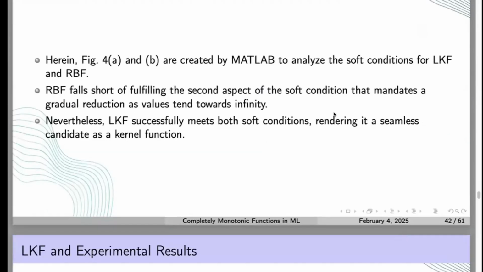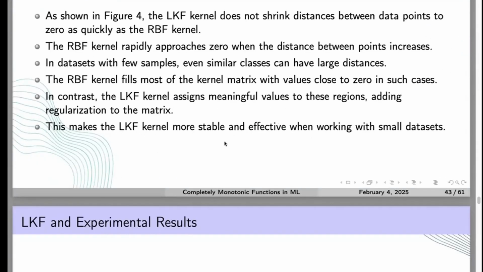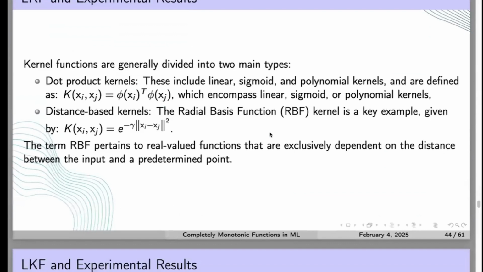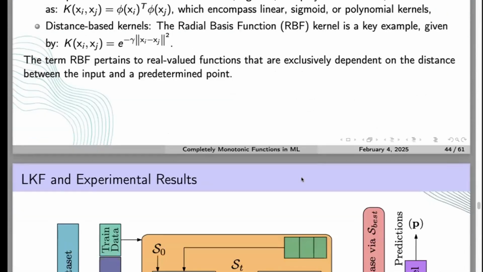Here, figures created by MATLAB show the soft conditions for LKF. And these are my comments from before. Kernel functions are generally divided into two main types: dot product kernels, like linear and polynomial kernels, or distance-based kernels, like RBF. The term RBF here, differently from the mathematical side, pertains to real-valued functions that depend exclusively on the distance between the input and a predetermined point.